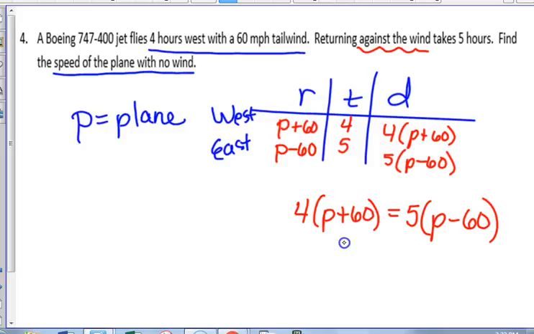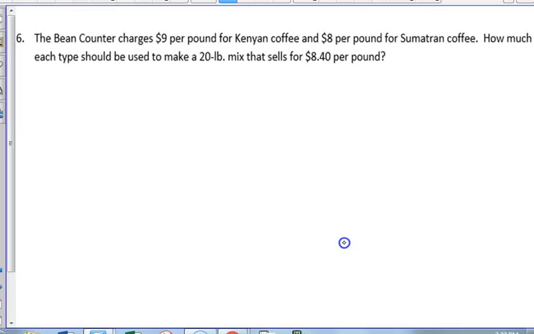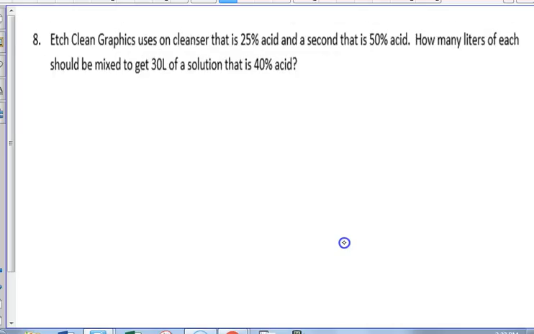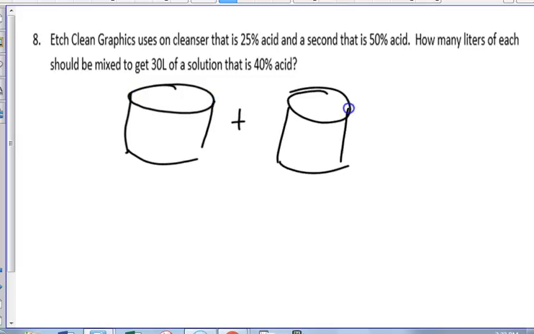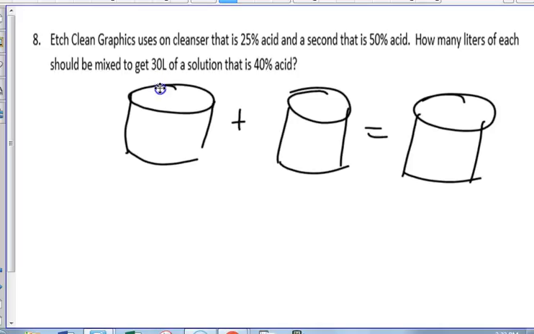Somebody pick a mixture problem with percents. Number 8. 7 and 8 are very much the same. So I like to do my mixture problems with cute little pictures. Okay. There's my cute little pictures.